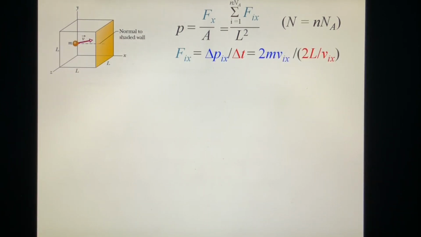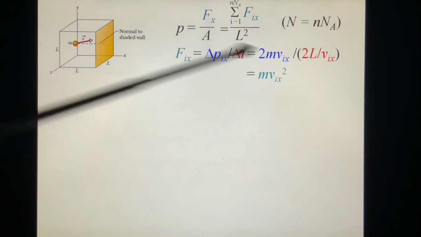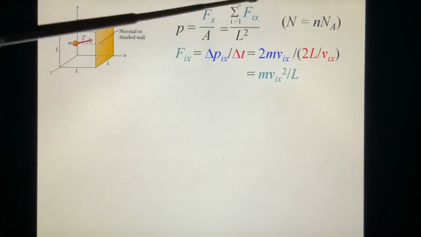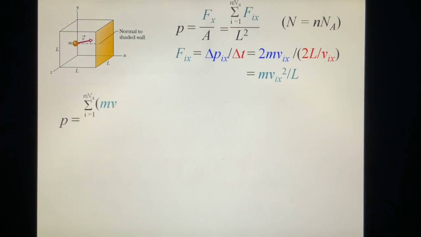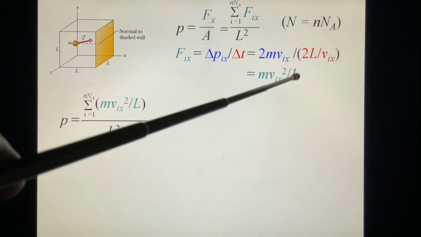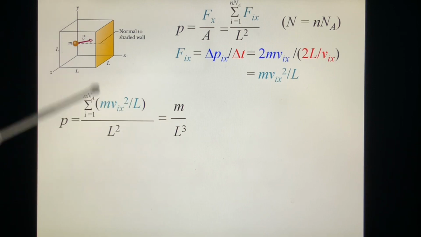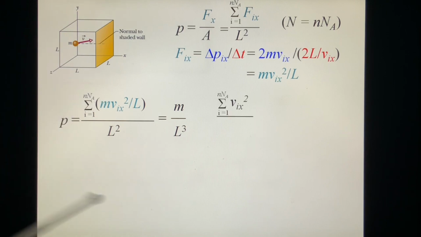We put it inside, and we see v_ix squared, and the 2 and the L cancel out. We put the sum over i inside, where i can be 1, 2, 3, 4, up to N. The denominator is L times L squared, L cubed, and L cubed is V. This m is constant, the mass of one molecule, so I take it out. So we finally get this answer.